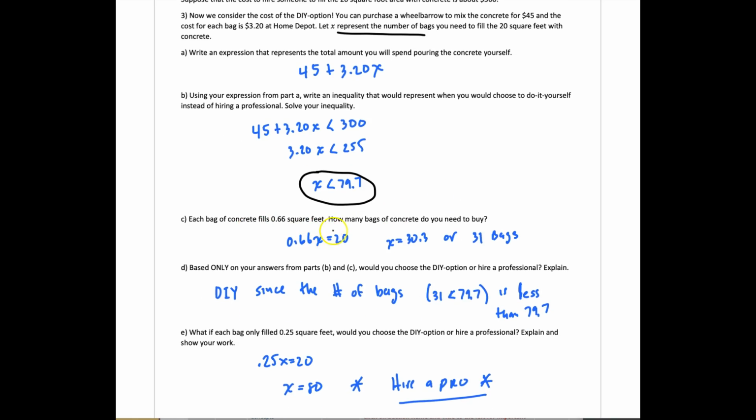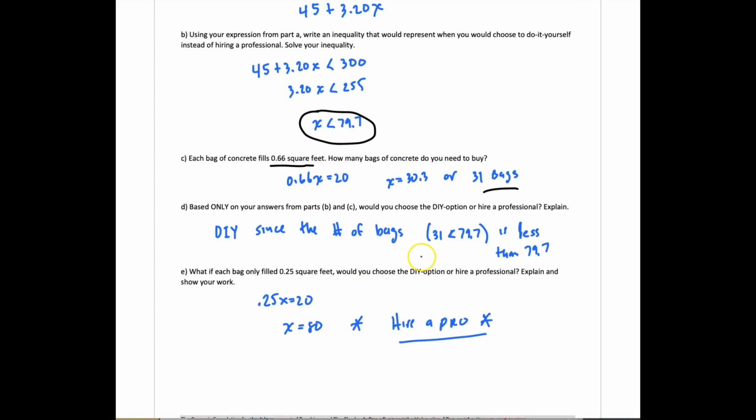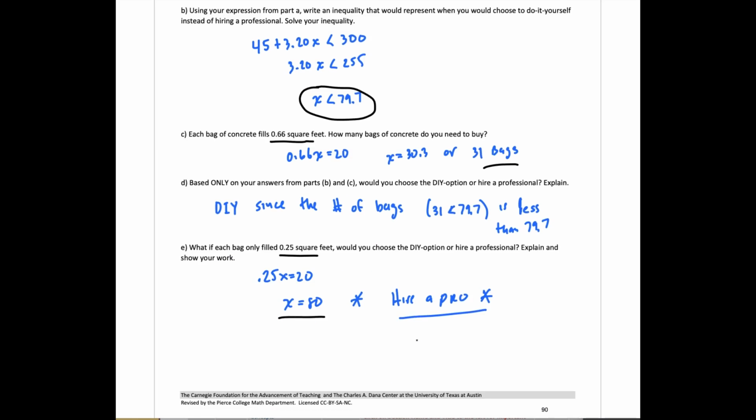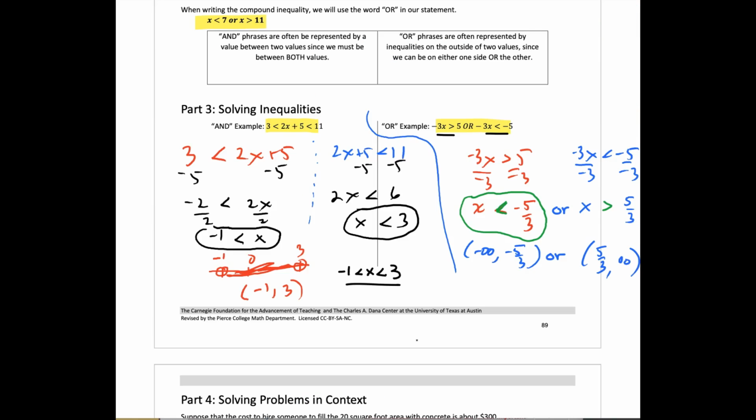In this case, here is the scenario where each bag fills this many square feet, you only need 20. How many bags you need: 31. And so in this case, you would do it yourself because 31 is smaller than 79.7. And then what if each bag only filled 0.25 square feet? Then it takes you 80 bags to do it. You would hire a pro. Technically, they'll do it for cheaper since it costs more. That's it for compound inequalities.